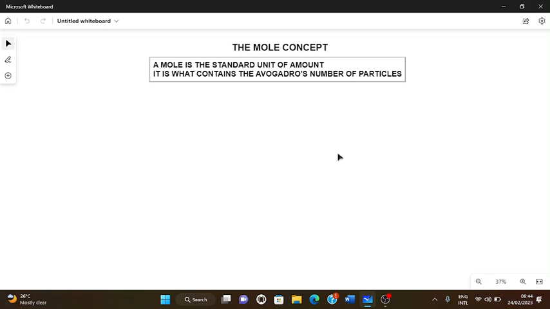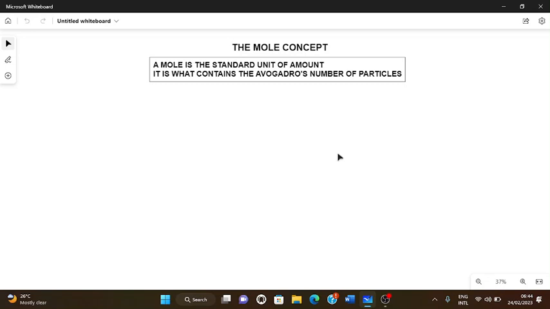Today's lesson is a continuation of our previous lesson, and we're still on the topic, the mole concept. From our previous class, we learned that the mole is the standard unit of amount. It contains a fixed number of particles, which is 6.02 times 10 raised to 23 atoms, molecules, or ions.